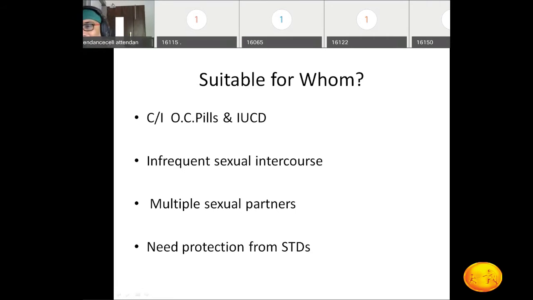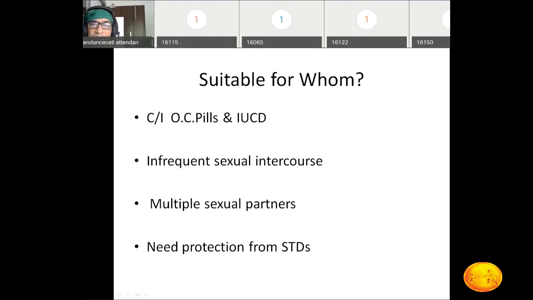So suitable for whom? One, for those for whom OC pills and IUCD are contraindicated, who are having infrequent sexual intercourse, who are having multiple sexual partners, obviously who need protection from STDs. For all those, barrier method is the better one. Contraindication of OC pills, as you say, condom doesn't require daily motivation like OC pills. That's correct.